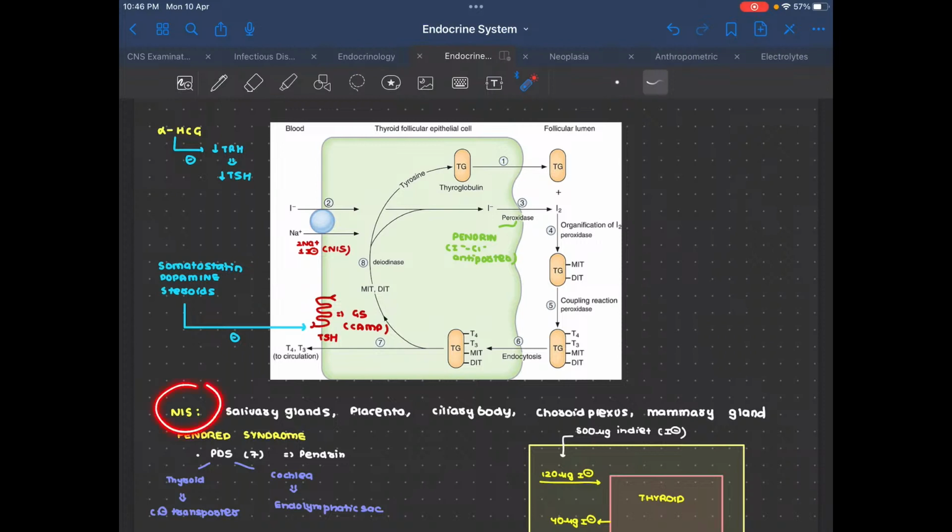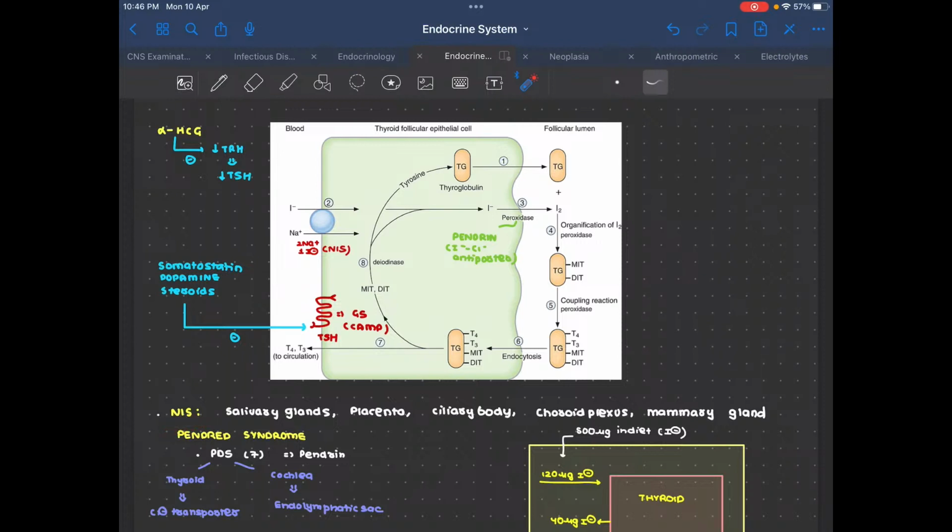So there is something known as the sodium iodide symporter. So this is the symporter which transports iodine inside the follicular epithelial cells with sodium. The coupling ratio is 2:1, but the 2 sodium are transported inside for every 1 iodide being transferred into the follicular epithelial cells. So what is this transporter? NIS. Where is it present?